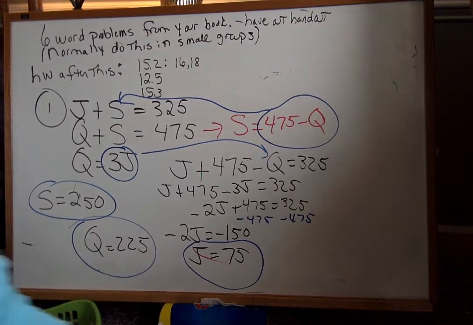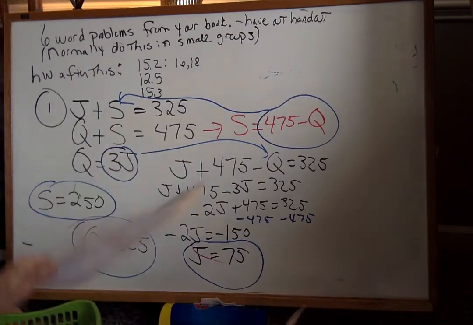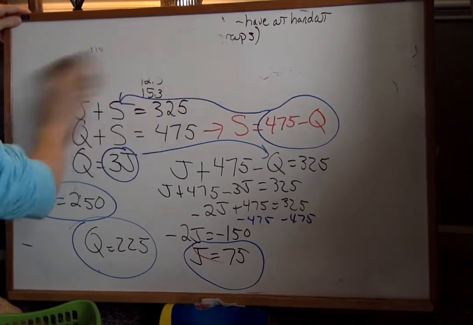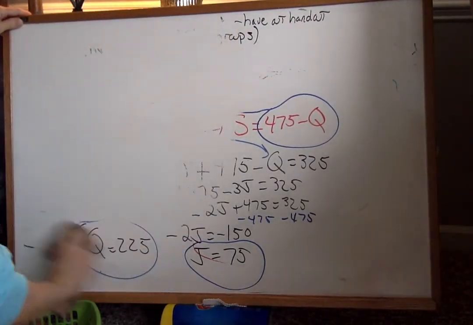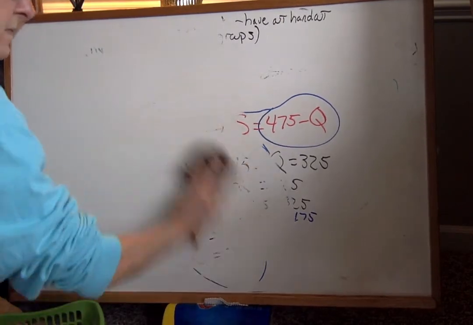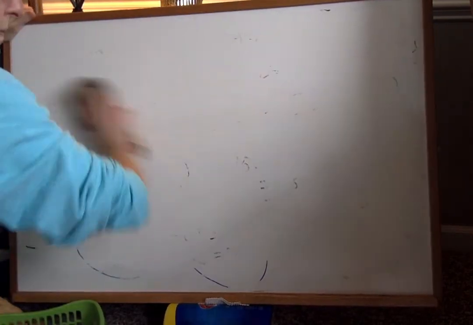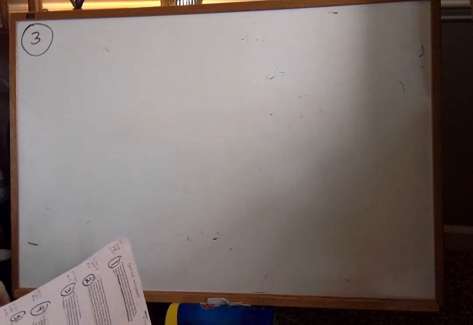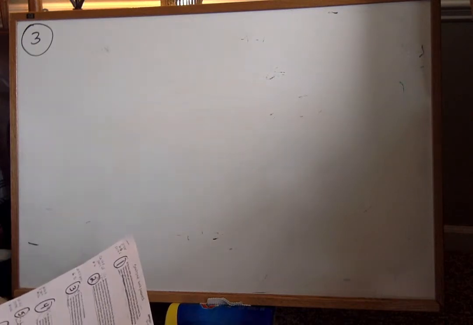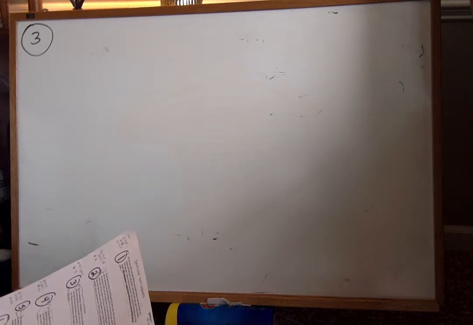All right, so that's number 1. Let's go on to number 3. So if you want to pause, try to do number 3. A few comments on number 3. Let's see, a rectangular room for painting. You notice the room is exactly twice as long as it is wide.